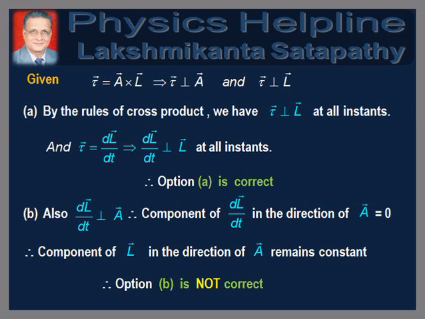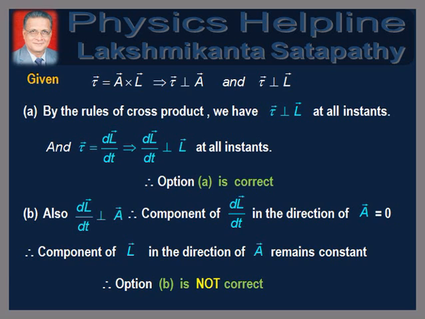For option A, by the rules of cross product, we have tau is perpendicular to L. Also, we have tau is equal to dL by dt. Therefore, dL by dt is perpendicular to L at all instants of time. Therefore, option A is correct.